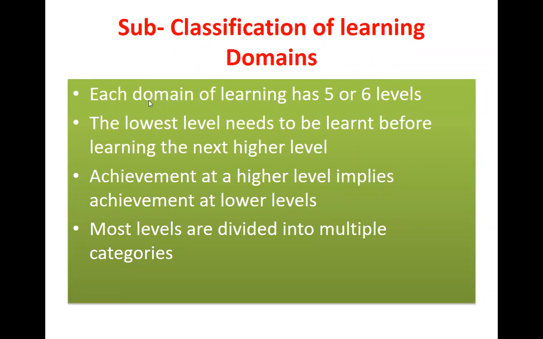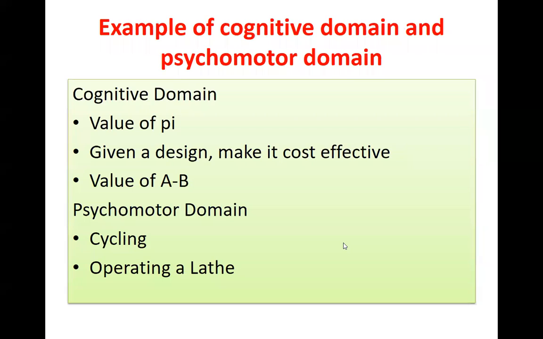So each domain of learning has 5 or 6 levels, and the lowest level needs to be learned before learning the next higher level. So achievement at a higher level implies achievement at lower levels, and most levels are divided into multiple categories.